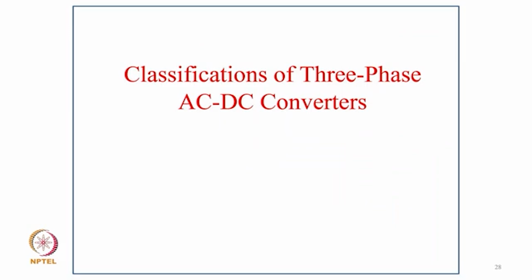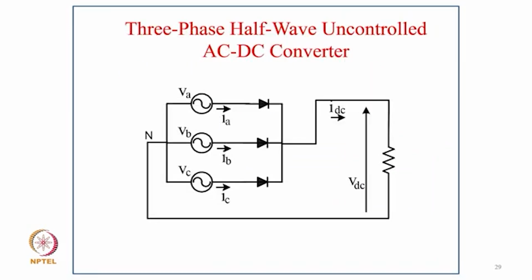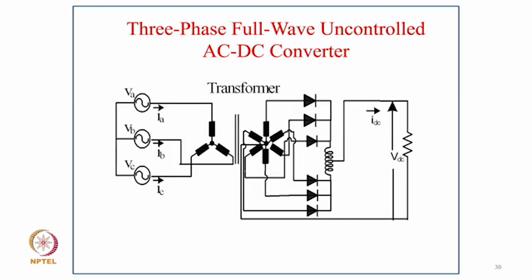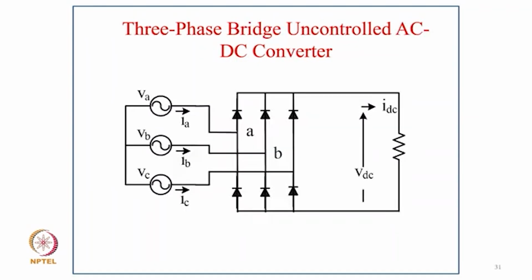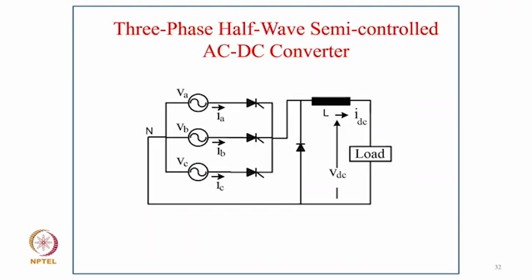So coming to classification of three phase AC DC converters. We have a three phase half wave uncontrolled converter. Then three phase full wave uncontrolled AC DC converter. Here we convert three phase into six phase, and then we use two sets of three phase with the interphase transformer. Of course, we are able to force every diode to conduct 60 degrees out of 360 degrees. Then we have a three phase bridge uncontrolled AC DC converter.